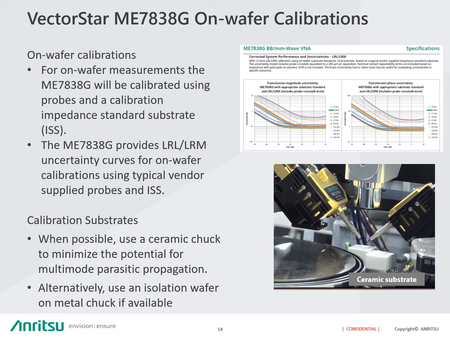On a metal chuck, you may find issues that create some uncertainties due to the multi-mode parasitic propagations. So if you have access to a ceramic chuck, that would be ideal, or you could use a ceramic chuck for the calibration substrate and then use some isolation for the main wafer.